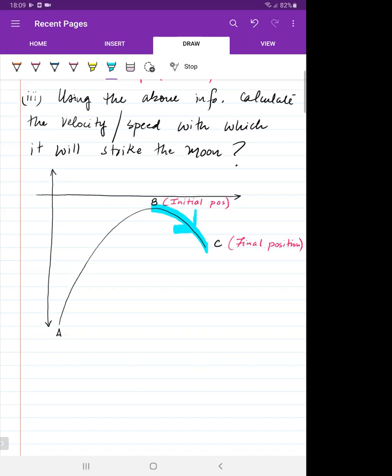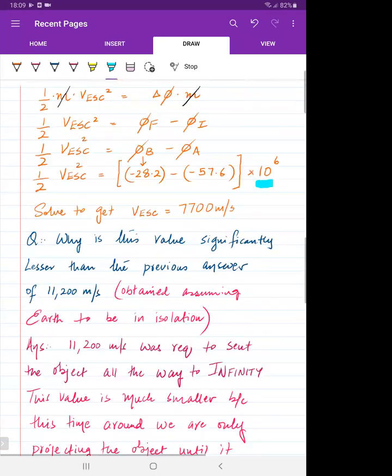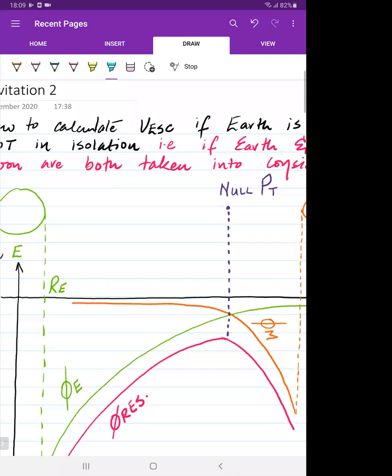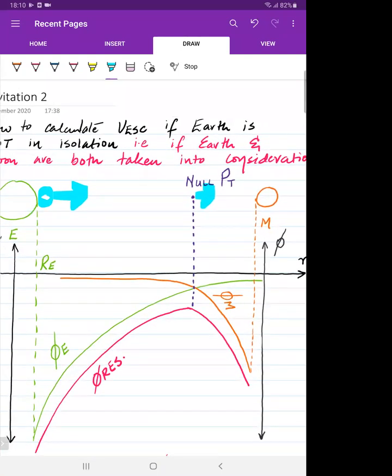can I explain the part 2 again? Okay, Tasneem. Assuming that it passes the null point with negligible speed, suggest what will happen. So Tasneem, I'll go back to the first diagram. An object started, began moving, crossed the null point and went a little ahead. So Tasneem, tell me what will happen if it crosses the null point and goes ahead. So the statement which I wrote, Tasneem, was if it goes past the null point, then the tendency would be it will continue moving until it strikes the moon's surface. So if that makes sense, first give me a yes on that. Okay, so that was my part 2.